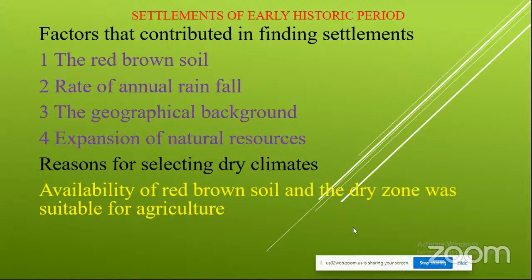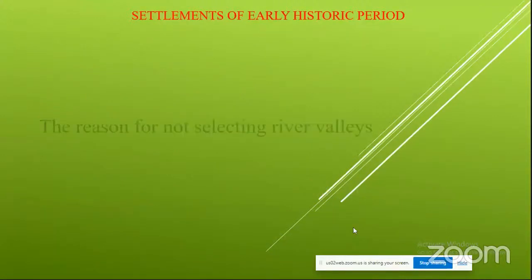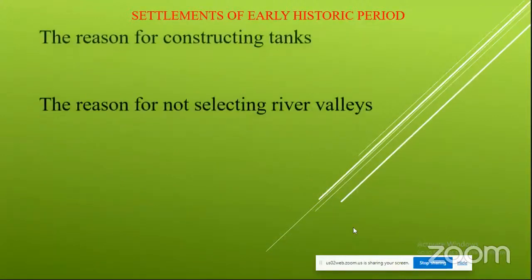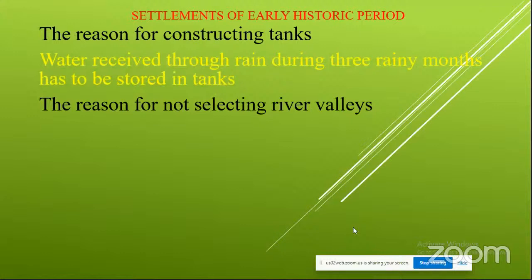The dry zone, because the dry zone was suitable for agriculture, with less but ample rainfall. Sometimes it's raining, most of the time it's dry, and it has red brown soil and plains, a proper geographical background to live. These areas receive water from monsoon rain and small streams. So mainly they used the dry zone. Why did they not select river valleys?